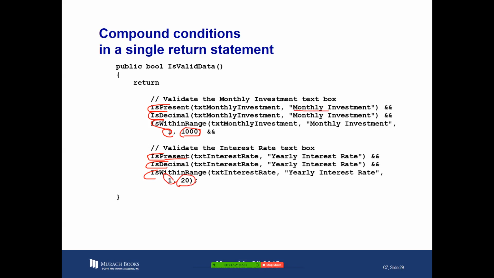Up here, this is just some text to let us know which thing we're testing. You notice it's the same is present method. We're using this method twice, once here and once here. We're using is decimal twice, and we're using is within range twice also, and it's got parameters. The first time we use is within range, we're checking if something is between 1 and 1,000. The second time we use that same method, we're testing if something is between 1 and 20.